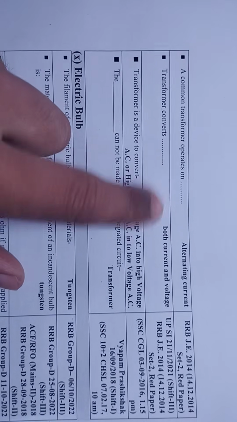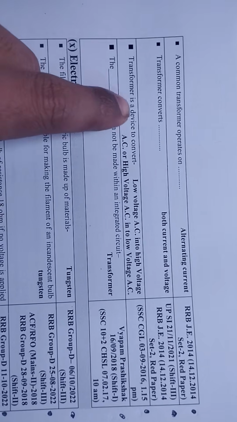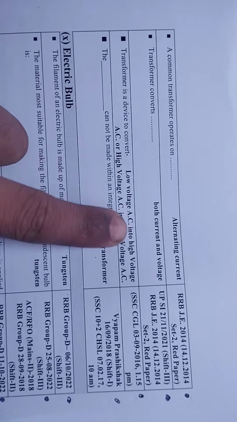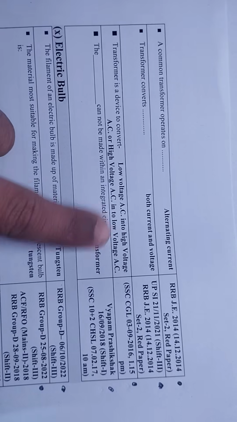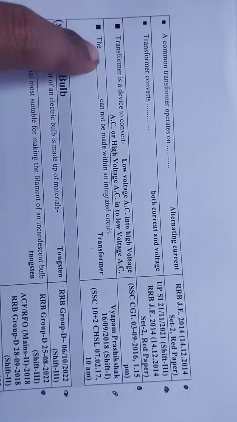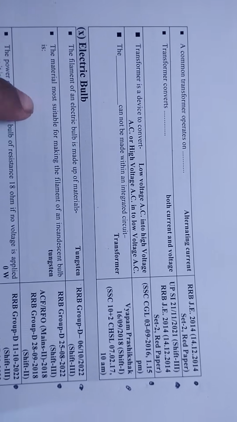A common transformer operates on alternating current. A transformer converts both current and voltage. It is a device to convert low voltage AC into high voltage AC and high voltage AC into low voltage AC. A transformer cannot be made with an integrated circuit.